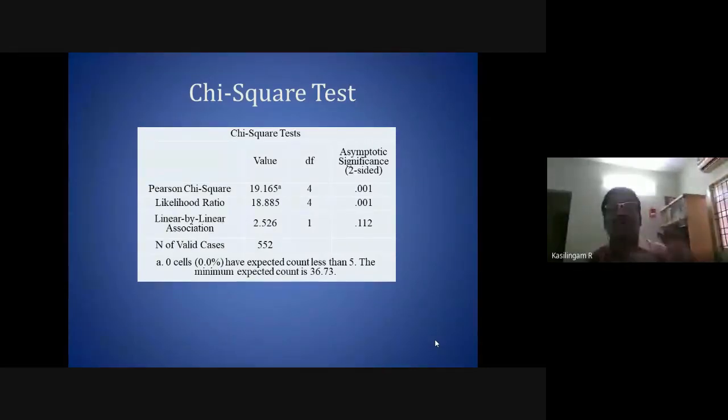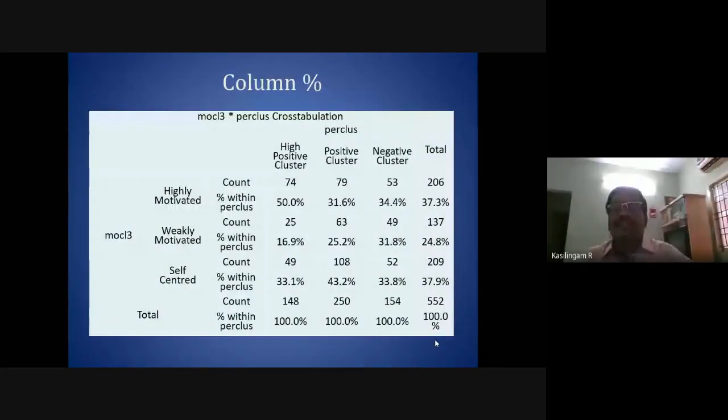Since I have stated that there is an association, I should not stop here. I should go for a post hoc. This is a column percentage post hoc. This column is more than this one, so highly motivated is associated with high positive. Now this one, weakly motivated, you can see here is more, which means weakly motivated is associated with negative. Highly motivated, high positive; weakly motivated, negative.